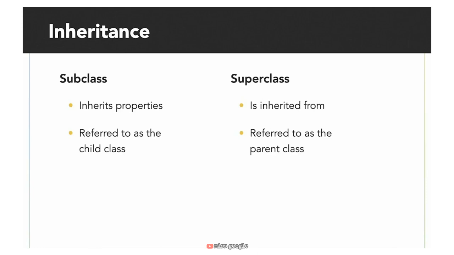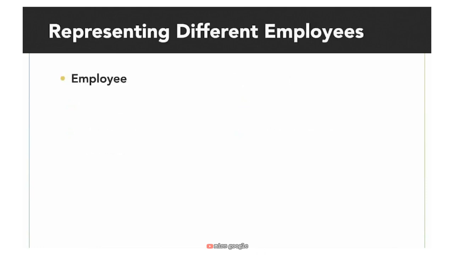In inheritance, the child class inherits properties from the parent class, or the subclass inherits properties from the superclass. For example, let's say we have an employee class.